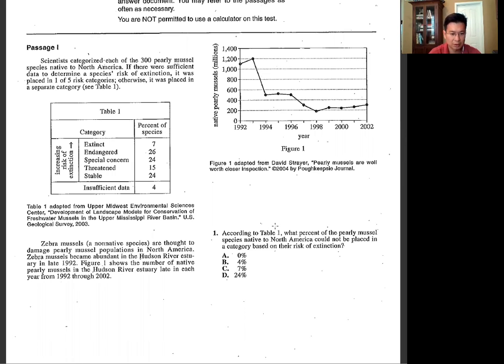Number one, according to Table 1, what percent of pearly mussel species native to North America could not be placed in a category based on their risk of extinction? So this is the risk of extinction part, insufficient data, so 4%. This is B.